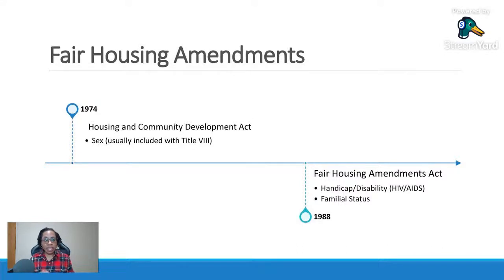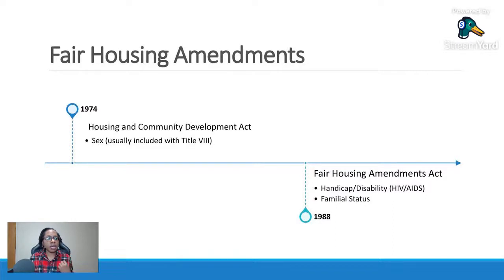And later on in 1988, they added two more: handicap or disability, including people with HIV/AIDS, and then also familial status, which is the presence of children or a pregnant woman in a community, essentially. So you can't discriminate because of the presence of children or a pregnant woman.